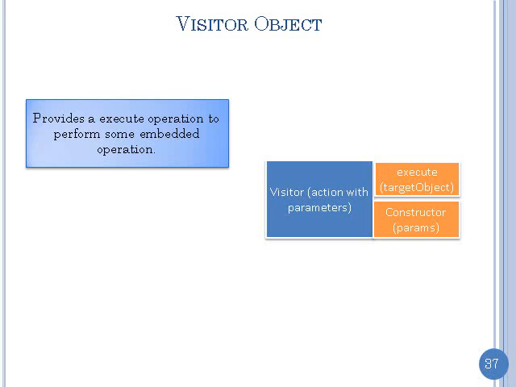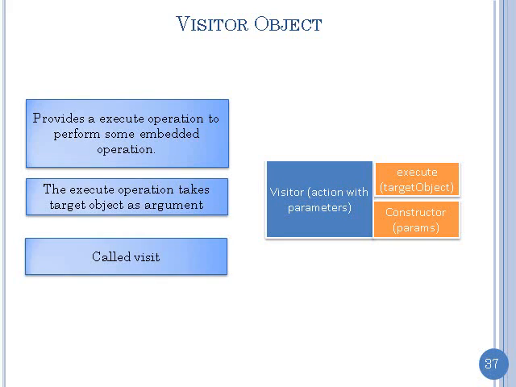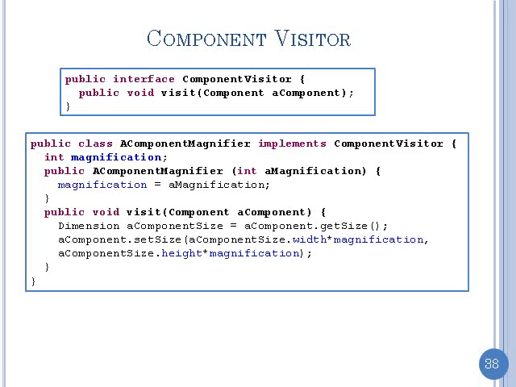Okay. So it provides an execute operation to perform some embedded operation. And the method is not actually called execute, it's called, by convention, visit. Okay. And here's our example. I've got now a component visitor. It's got a visit method that takes a component as an argument. That's the interface. We haven't seen the class as yet. That class will come later. But my traverser, sorry, this is the interface and here's the class.